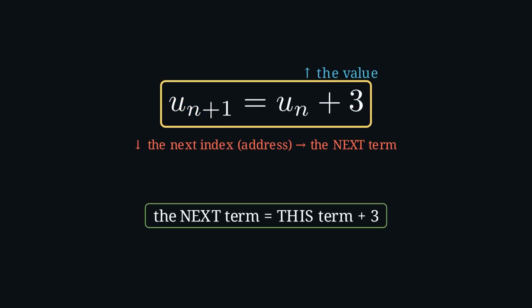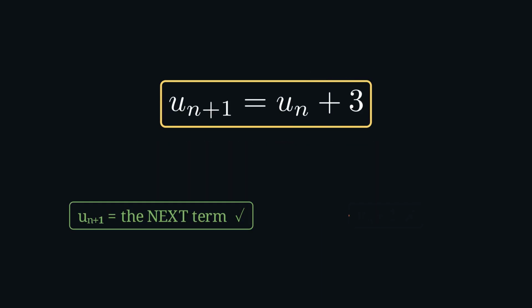It points to the next index, so U_{n+1} is the term sitting there, the next term. The plus 3 is upstairs, the value, 3 more. So it reads, the next term is this term plus 3. Careful, U_{n+1} is that next term, never U_n + 1.